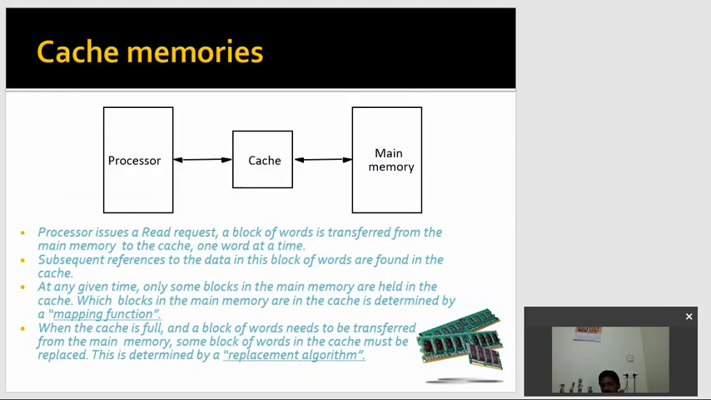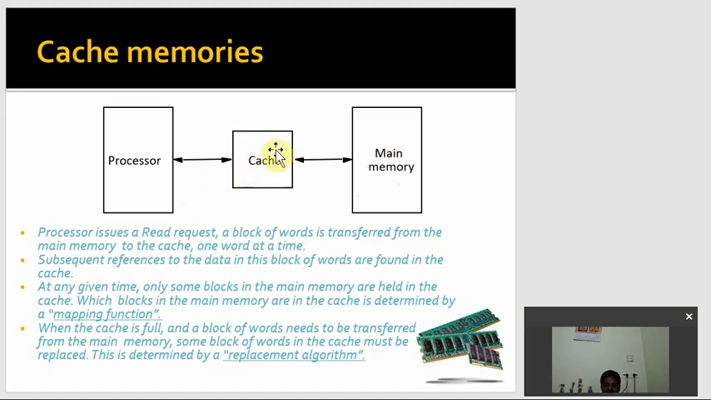Here we see the cache memory. This is the processor and this is the main memory. In between these two, they will place the cache, because this is high speed and this is low speed. To balance the speeds, they have placed an intermediate memory called cache memory. This is an architectural setup only.